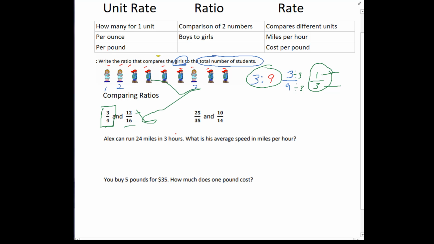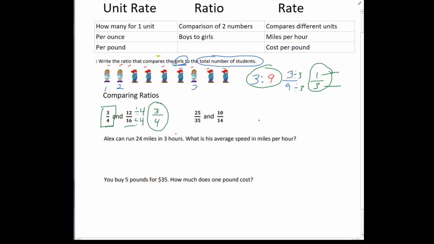Whoa, what happened there? Oh my goodness. Let me get that back here. Okay, so 3 to 4. So we can divide this by 4, and we can divide that by 4. 12 divided by 4 is 3, and 16 divided by 4 is 4. So look at that. They are equivalent ratios. They are the same, 3/4 and 3/4. So those are the same ratio.